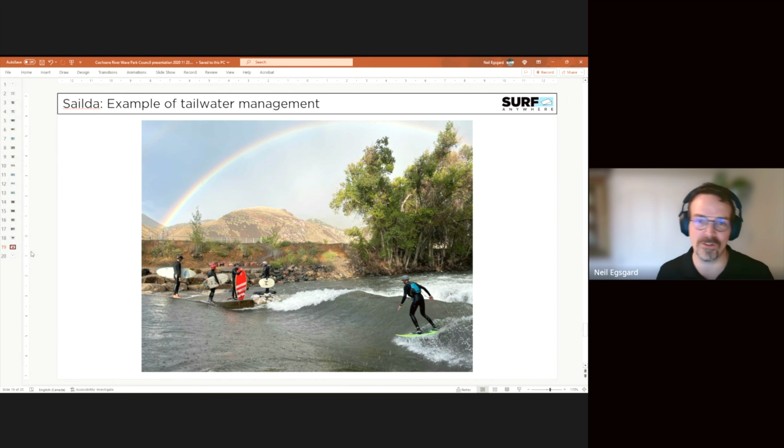The other part of it is we also do work on economic impacts and the conditions required to build a wave, and helping the communities progress their projects.